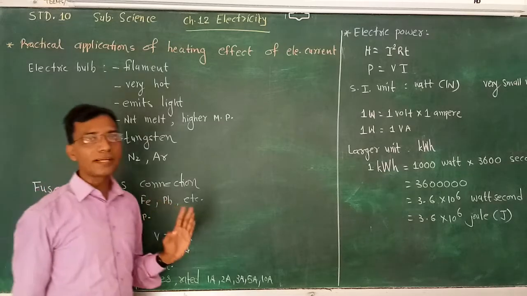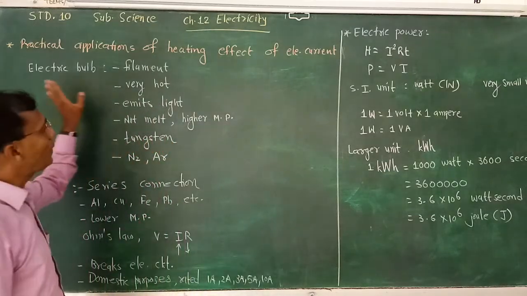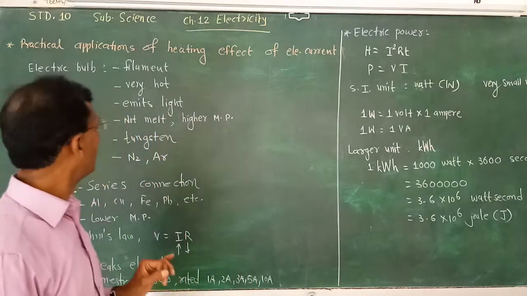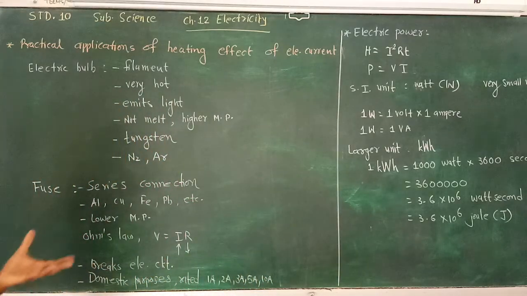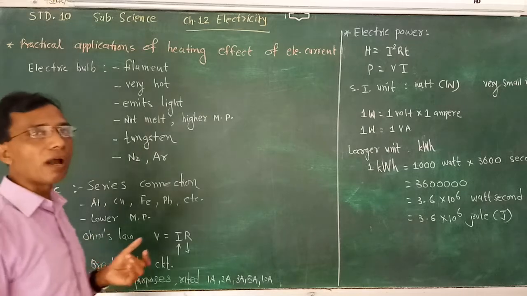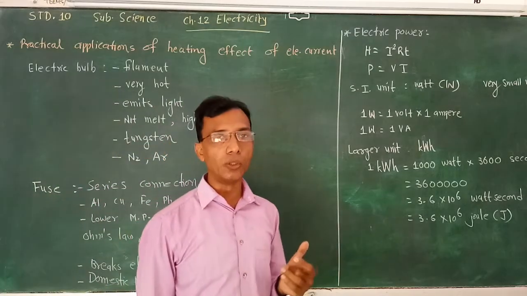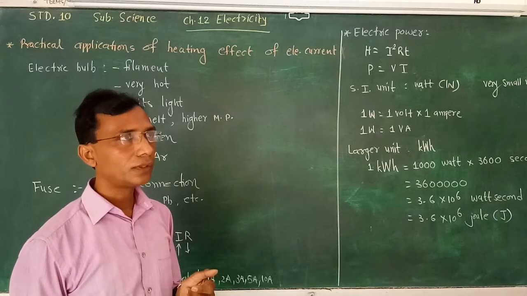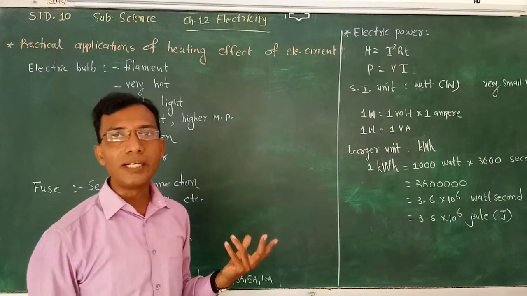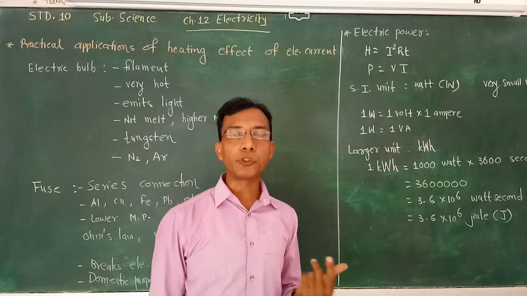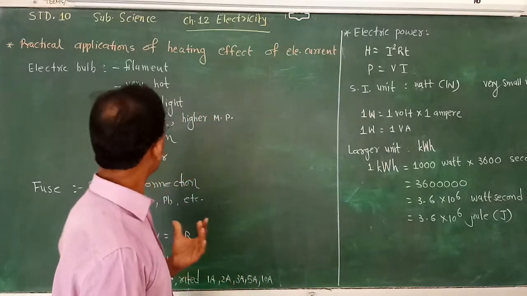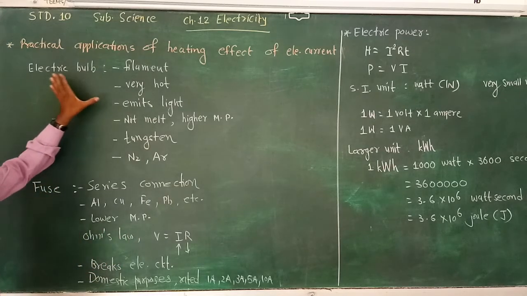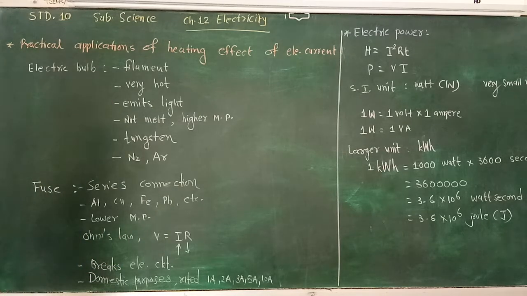Okay, now the next topic is the practical application of the heating effect of electric current. As you know, H equals I squared R T. That is Joule's law. Heat is proportional to the square of the electric current, proportional to the resistance, and proportional to the time. So this heating effect can be observed in an electric bulb also.